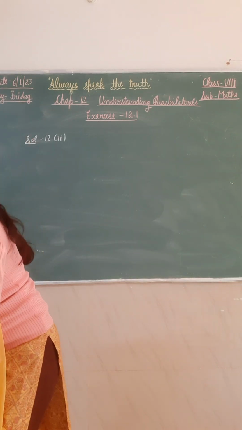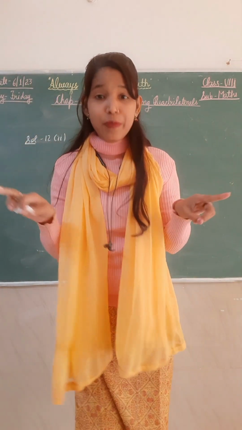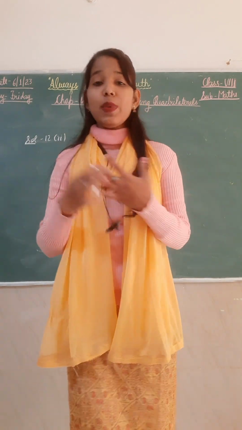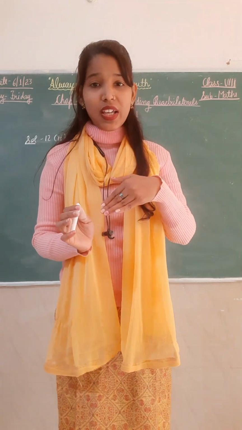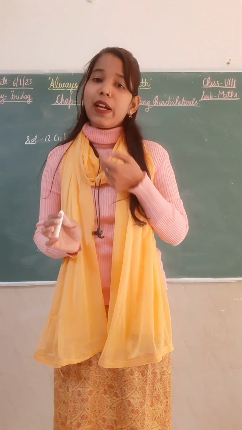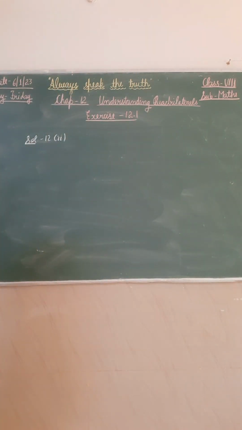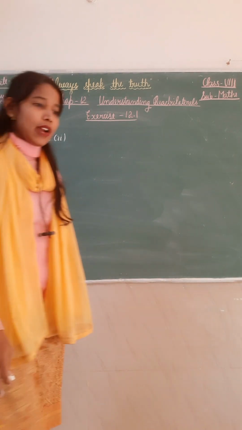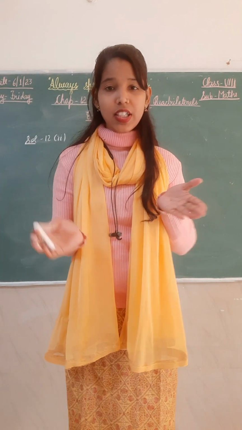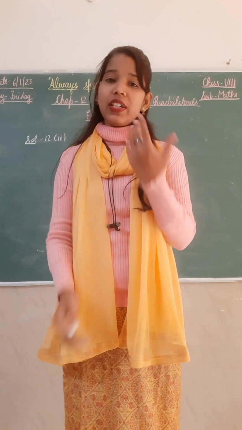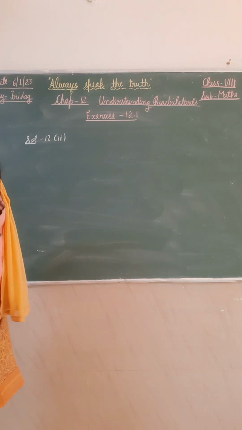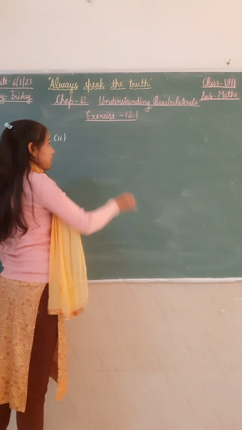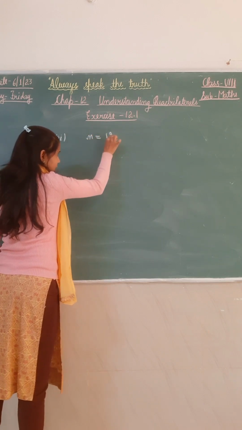How to find it? You all know that the sum of measures of all the exterior angles is 360, right? And if there are 12 sides, we will divide 360 by 12. We will find each angle, right class? So let's do the solution. Each exterior angle we have to find out. Total we know is 360. So we will divide 360 by 12. Write down here number of sides, n. N is given. N is 12.